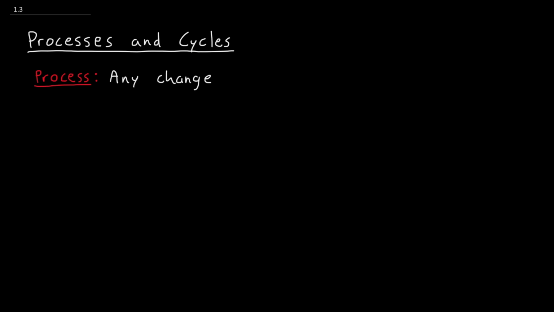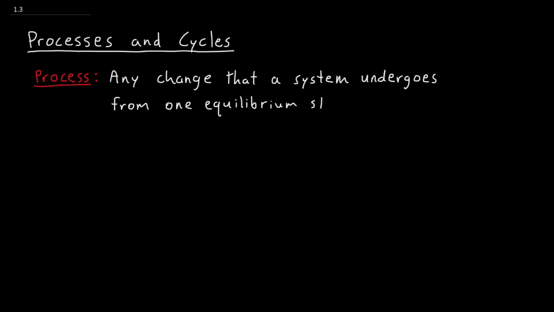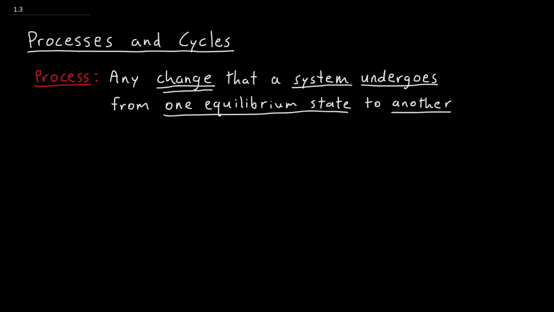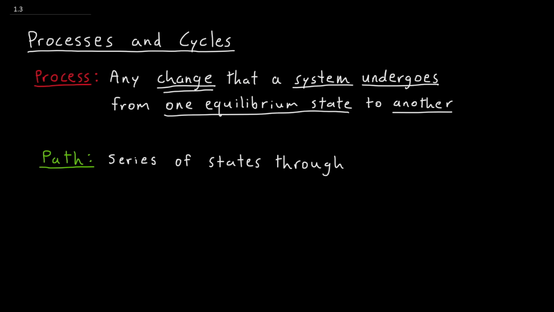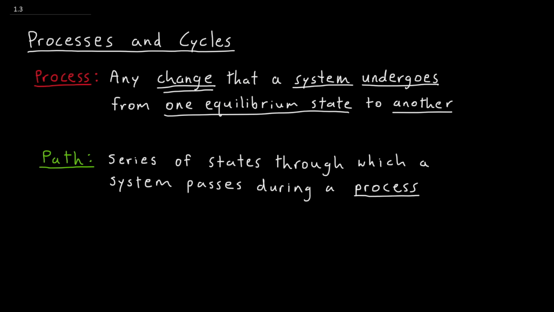A thermodynamic process is basically any change that a system undergoes from one equilibrium state to another. And now thermodynamic processes do tend to involve a path, which in this case is simply a series of states through which a system passes during a process.